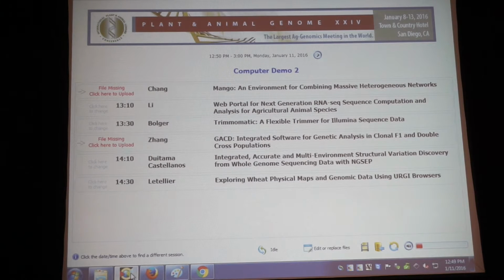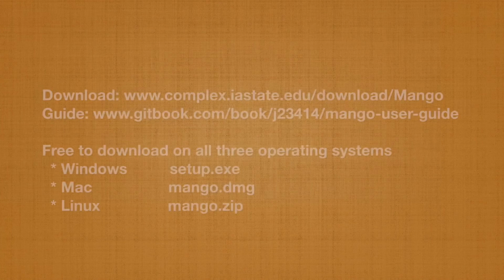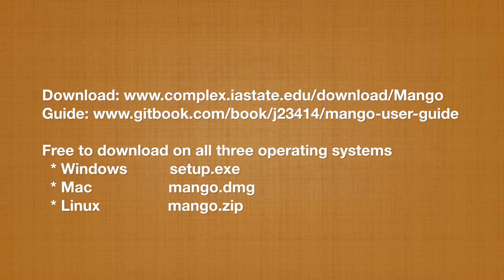And today we are demoing a piece of software called Mango. It's a C++ software. It runs on Mac, Windows, and Linux. You do not have to compile anything. It is freely available to download. For Windows, we have a setup.exe file that you run. For Mac, we have a DMG, so you just have to drag and drop to applications. And for Linux, you just have to unzip the file.